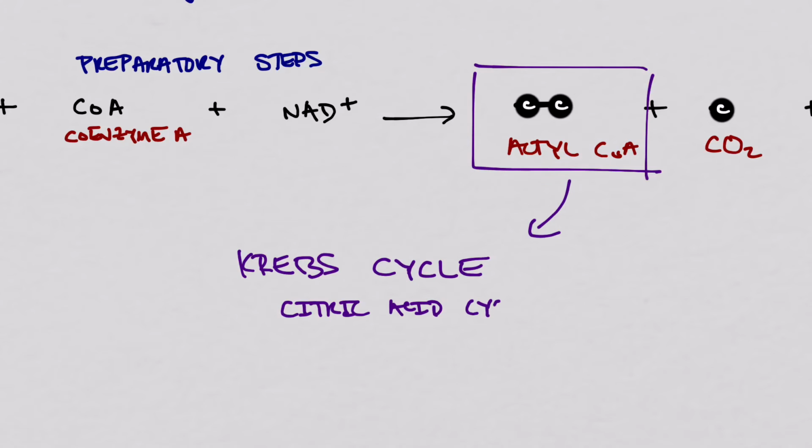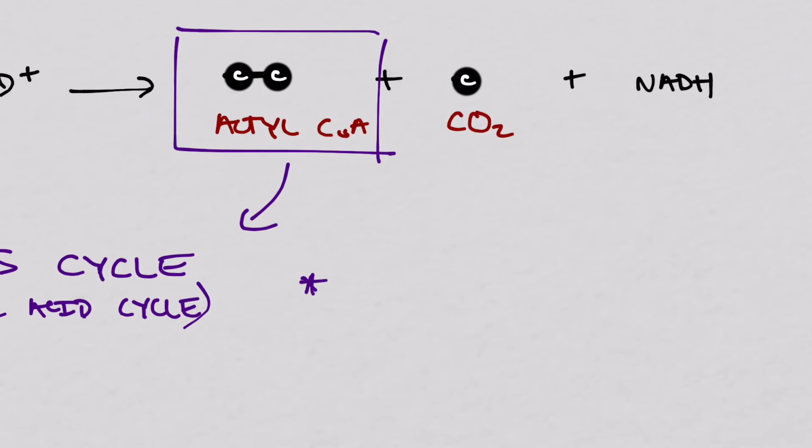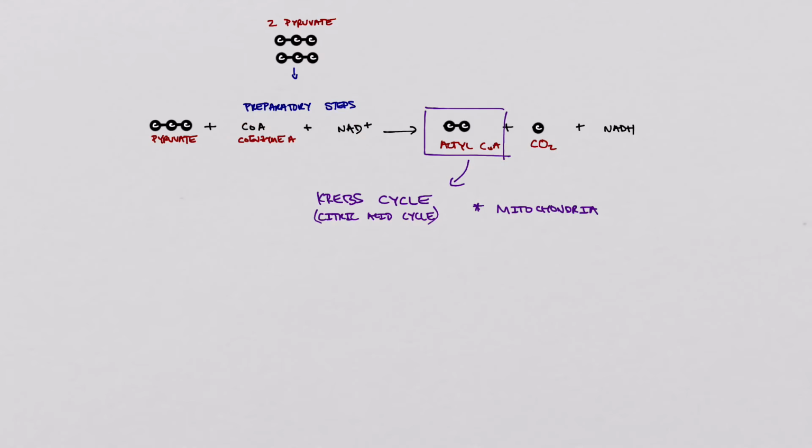You'll see it written as either form, kind of like the Calvin cycle, which has many names. The Krebs cycle has a few names, and these are the two most common. And this all takes place in, remember, the mitochondria. So the Krebs cycle is happening in the mitochondrial matrix, which is the very interior of the mitochondria.